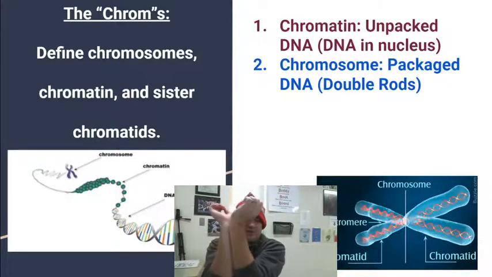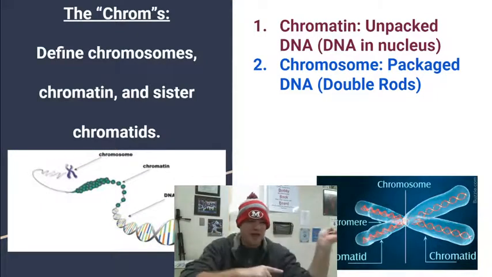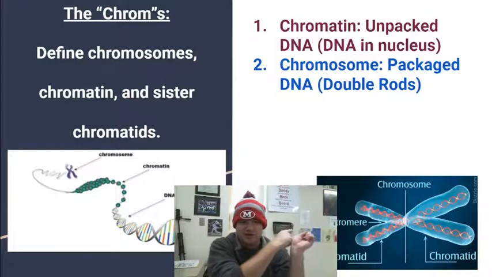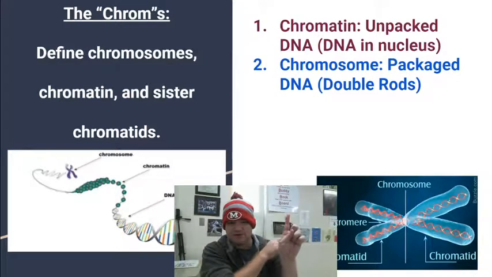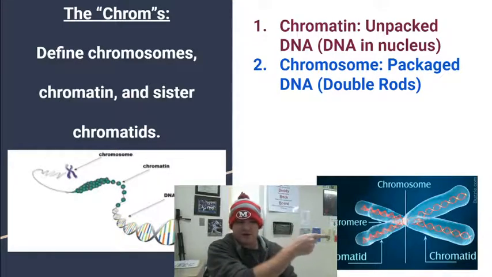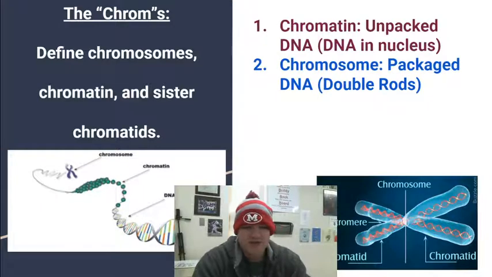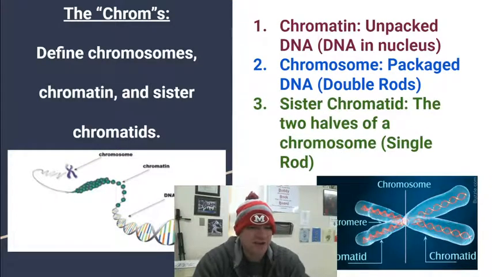So they're coming together. It's kind of making a little X shape. You can tell by this picture right over here. There you go. Wait, that one pointing right there, that X shape, I know it's sideways, but still an X, that is going to be a chromosome going on right there. And then finally, we got our sister chromatid, which is a single rod of that DNA.